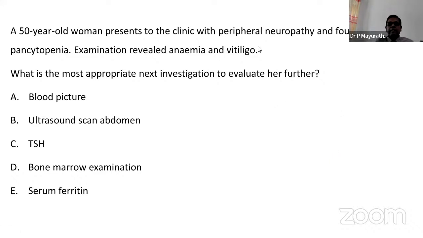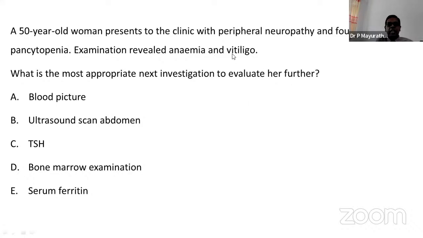The history itself is saying the patient has anemia and also vitiligo. In addition, the patient has pancytopenia. So pancytopenia and vitiligo immediately tell you that it could be an autoimmune-mediated cause. With pancytopenia and vitiligo due to autoimmune causes, you can immediately think about B12 deficiency, that is pernicious anemia. That is also suggestive of peripheral neuropathy. B12 deficiency or pernicious anemia can affect the whole body, and it can present with various clinical manifestations.